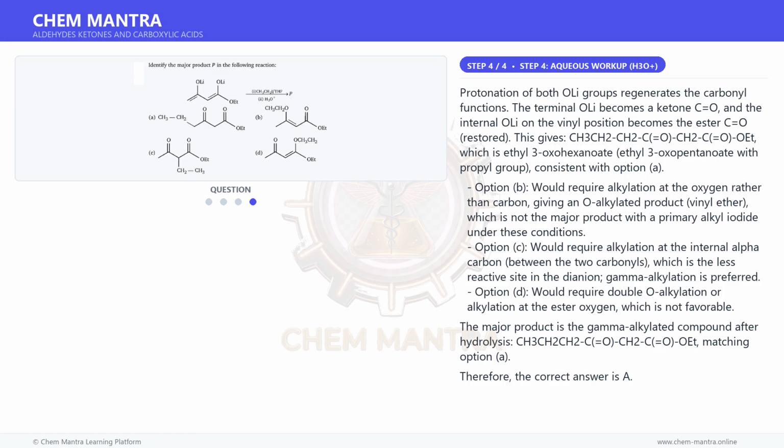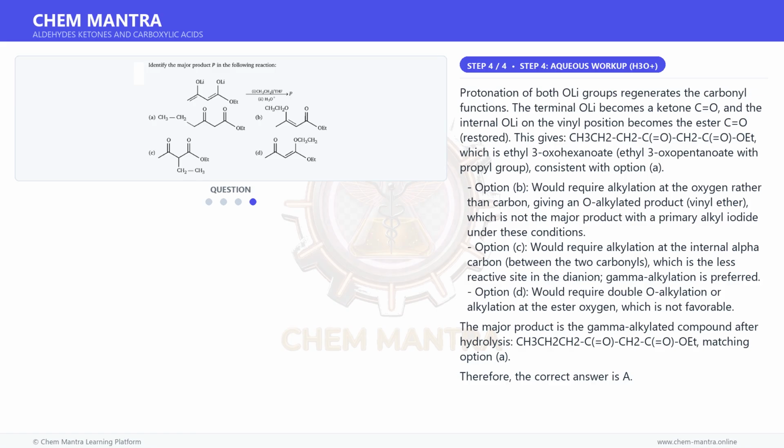consistent with option A. Option B would require alkylation at the oxygen rather than carbon, giving an O-alkylated product, a vinyl ether, which is not the major product with a primary alkyl iodide under these conditions. Option C would require alkylation at the internal alpha carbon between the two carbonyls, which is the less reactive site in the dianion. Gamma alkylation is preferred.